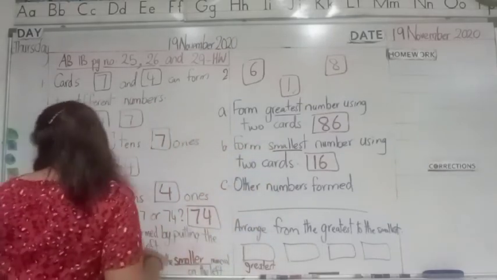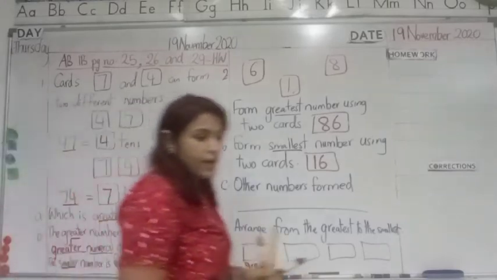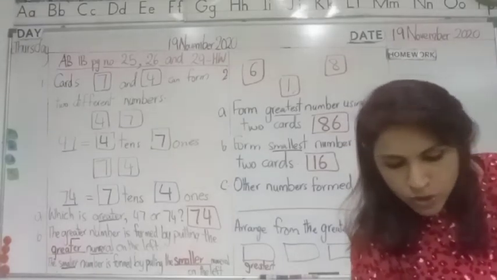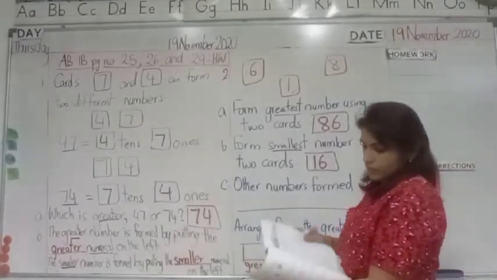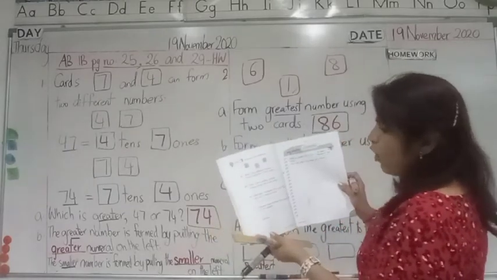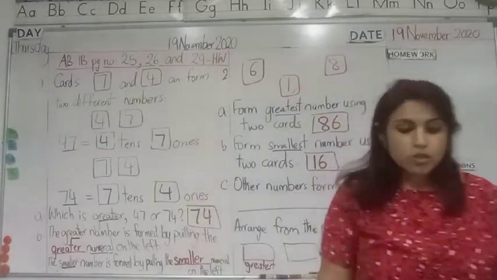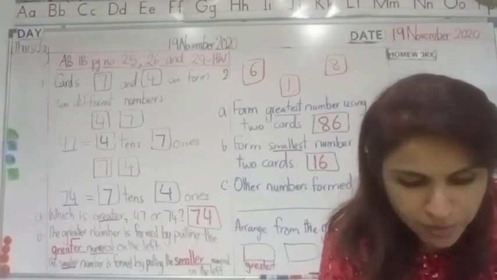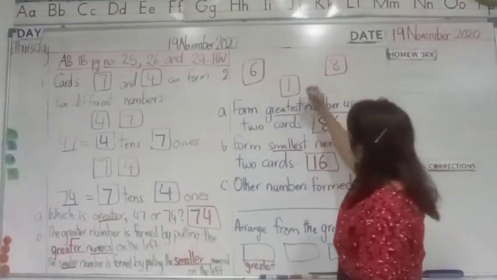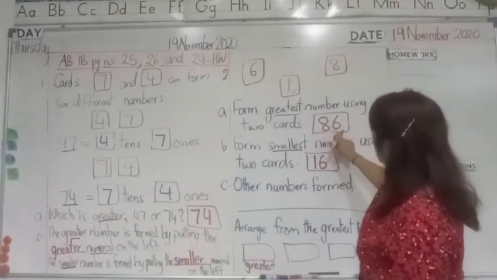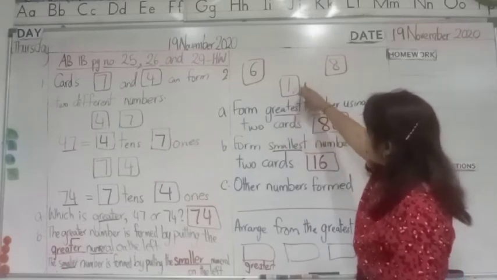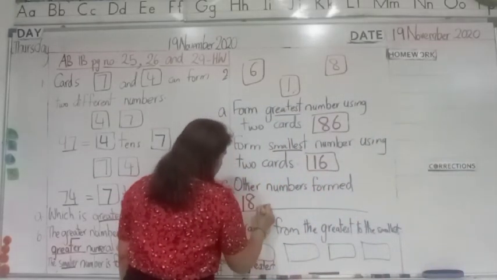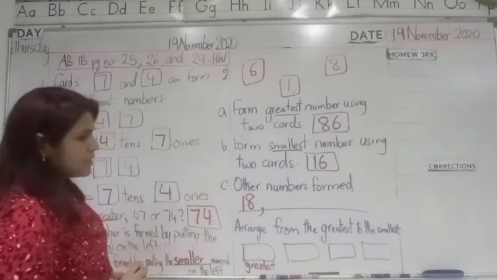Okay. Now, what's the next question? They are asking you, what other numbers can you form using any 2 of these cards? So now they want you to form other numbers also. What are the other numbers you can form? We have formed 86 and 16. Let's start from the smallest number. After 16 would be 1, 8, 18. Please write down 18, put a comma, give space.